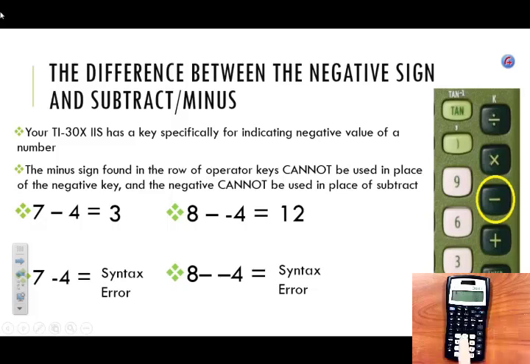Now, if we were to do 8 minus, and then use the minus again to try to indicate negative, we're given another syntax error. So the calculator, for the most part, will try to catch you, but just keep in mind that this negative here is for showing the value of a number, and this subtract here is for performing the operations.